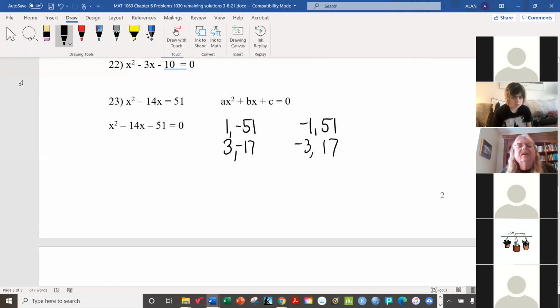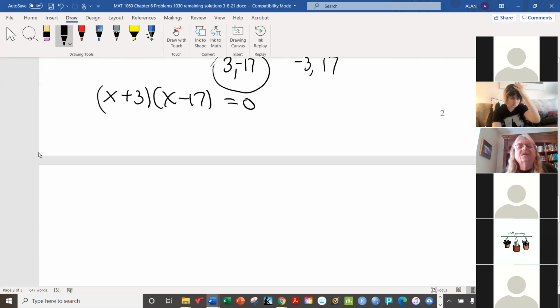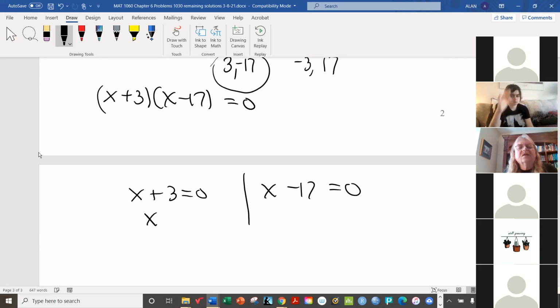How can you tell? Because we're looking for a pair whose product is -51, but whose sum is -14. And that's it right here. So this means that our factors are here. We can set these equal to 0 and solve for them separately. In other words, x plus 3 equals 0 and x minus 17 equals 0. So x equals -3, x equals 17.